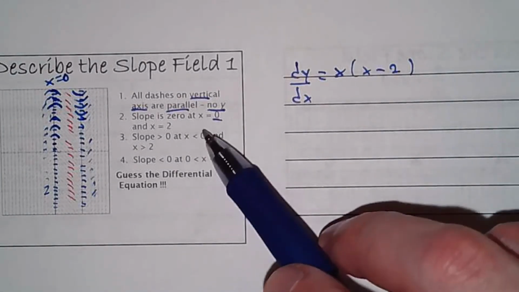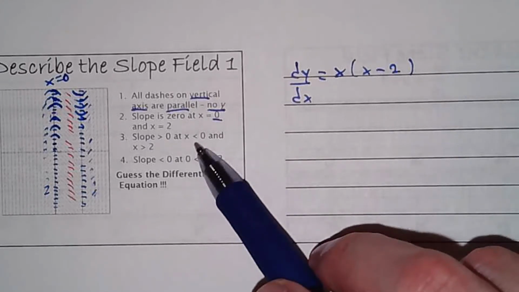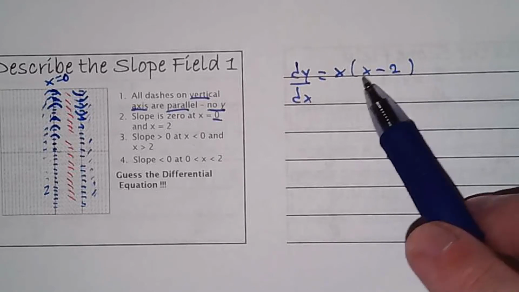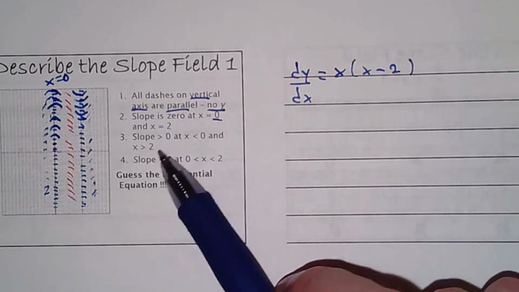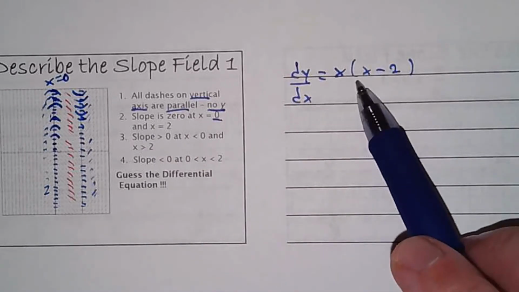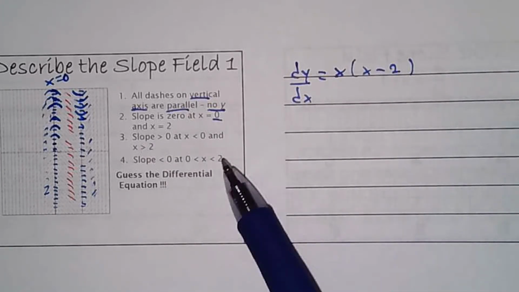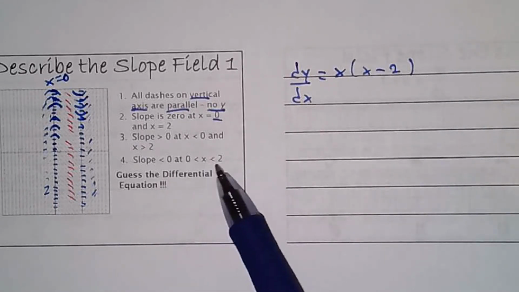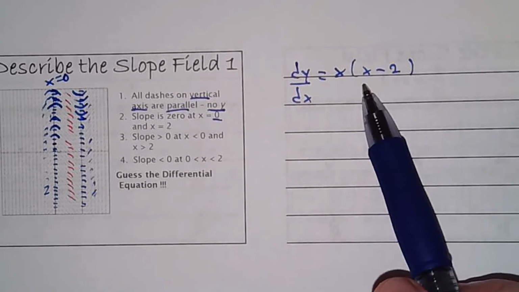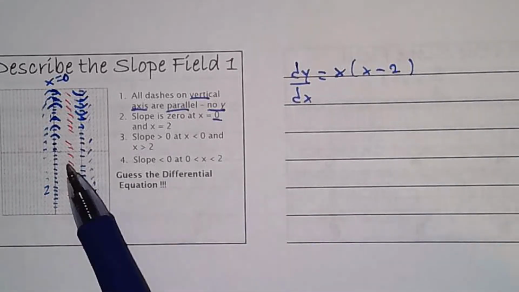So then you have to see if it satisfies all the other conditions. So if I plug in a number that's less than 0 for x and greater than 2, so if you plug in like a -1, then you would get a slope that's greater than 0. So if you plug in a number like 3, because that's greater than 2, then you would get a positive slope. You get a positive outcome here. And slope is less than 0 between 2 and 0. So if you plug in, say, a 1 for x here, you would get a negative outcome. And that would give you a negative slope. Okay, so this is the correct differential equation for this slope field.